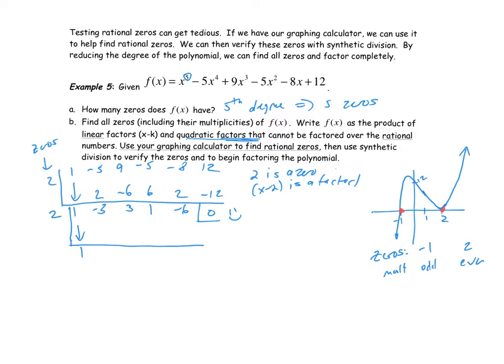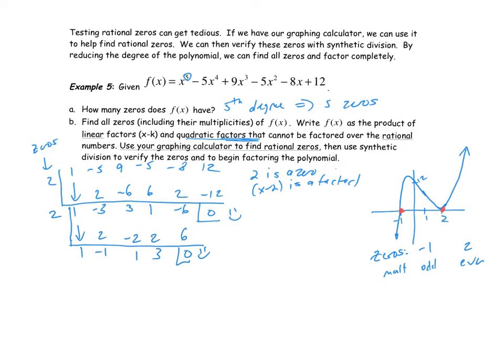So bring down the 1. 1 times 2 is 2. -3 plus 2 is -1. 2 times -1 is -2. 3 plus -2 is 1. 2 times 1 is 2. Nope, I wrote that in the wrong place. 2. 1 plus 2 is 3. 2 times 3 is +6. -6 plus 6 is 0.